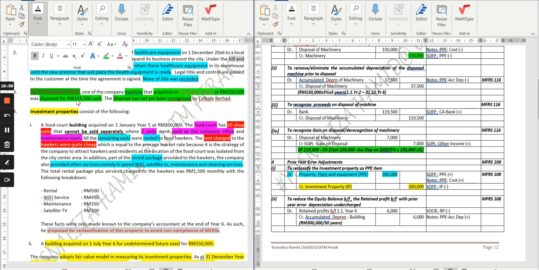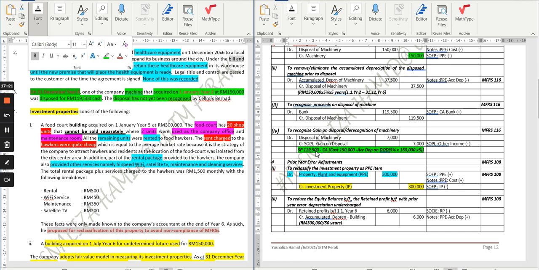The proceed was 119,500. Debit bank for the proceed, 119,500. Credit disposal of machine, 119,500. When you debit your bank account, your current asset bank in the statement of financial position will have to be adjusted and need to be added with the proceed. The next task is for you to recognize the gain or loss on disposal.